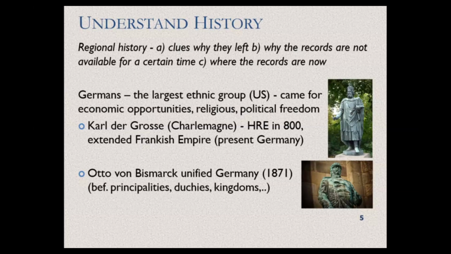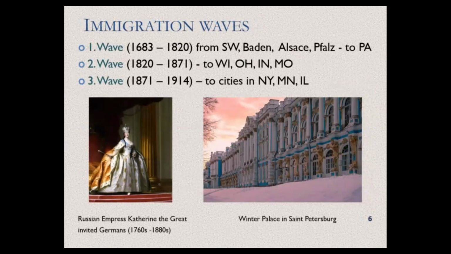He united Germany in 1871, because before that time it was many principalities, duchies, kingdoms, but then Napoleon had already reduced many of those, even a church estate as a separate entity. So he already reduced those places as well.